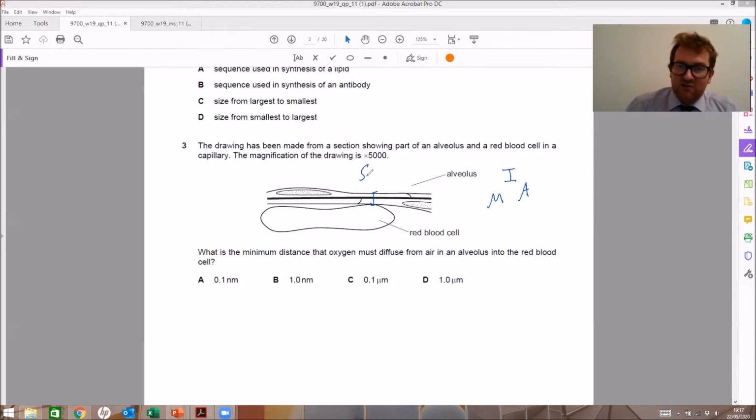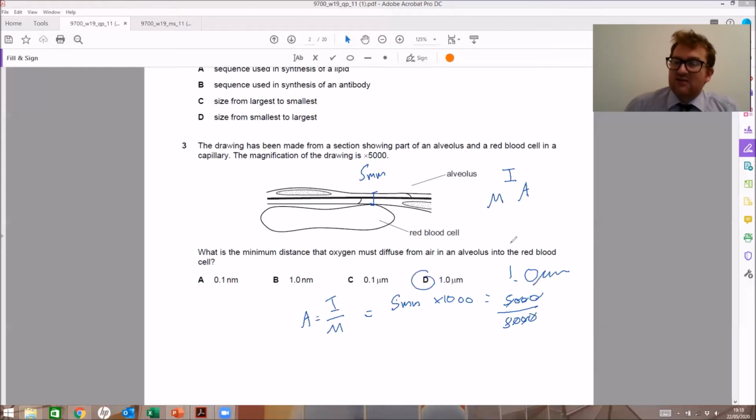If you got a ruler out and measured it, this would be a total of 5 millimeters. Remember, if we're working out actual size, it would be I divided by M, but what you should do first is convert 5 millimeters into micrometers, by multiplying by 1,000, which gives you a value of 5,000. The magnification value is times 5,000, and therefore if you do the math, it works out as 1.0 micrometers, which is option D.